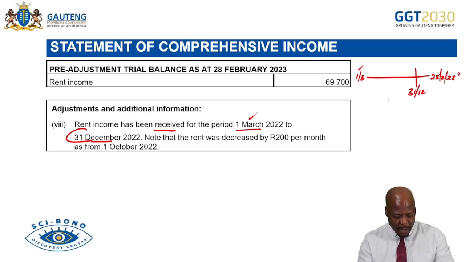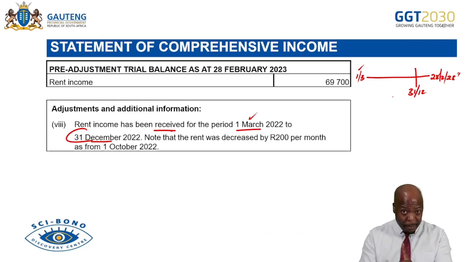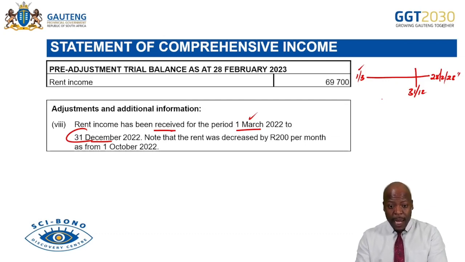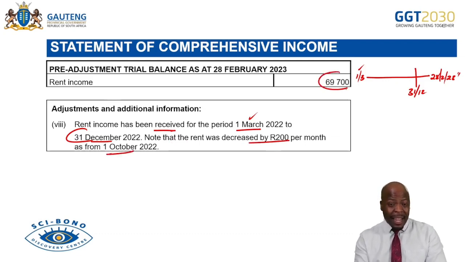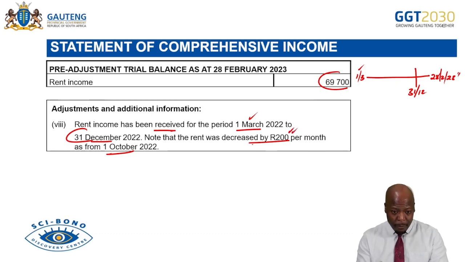When we have such a situation, it simply means there is an amount of money that we have not yet received. It's rent income. That means we have income that we have not yet received. That becomes our accrued income. Now, we are then told that the rent was decreased by 200 rands per month from the 1st of October. So we can't just take the 69,700 and divide it by the number of months till December. That will not work because the rent changed along the way.